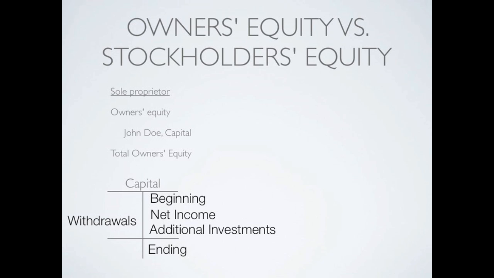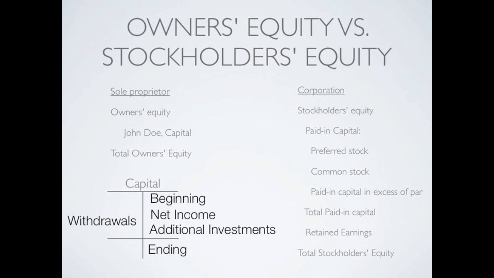Any net income earned by the business would make the capital account of the owner go up. Any additional investments that the owner makes would make his or her capital account go up. And if the owner made any withdrawals, then that would make the capital account go down, leaving us with our ending balance in capital. So that's technically what an owner's equity section of a balance sheet would look like. It would have the capital account of the owner.